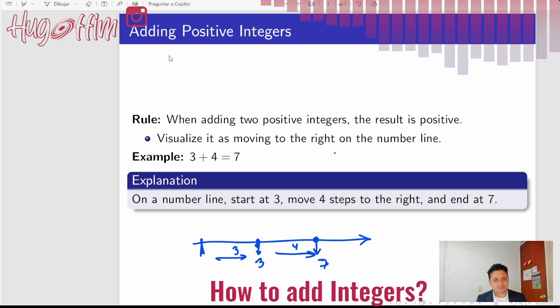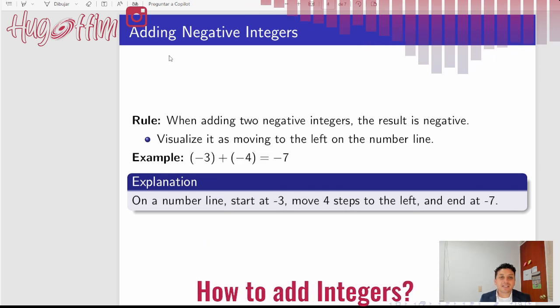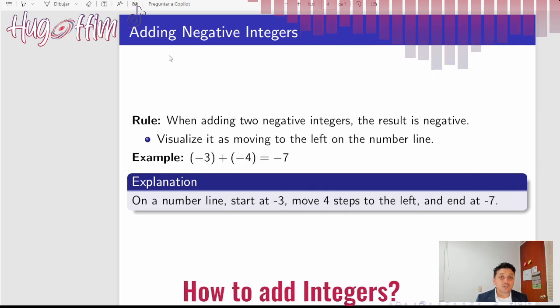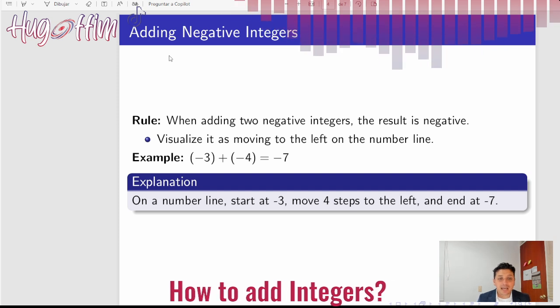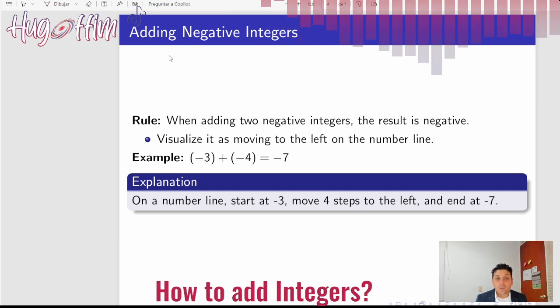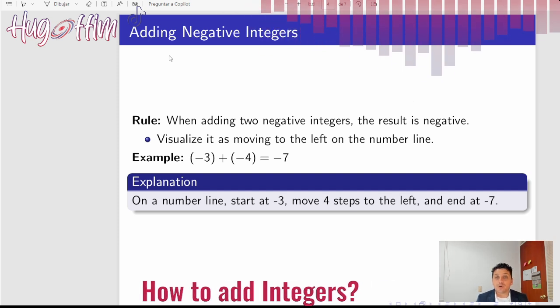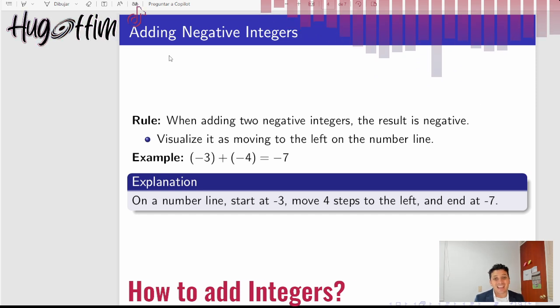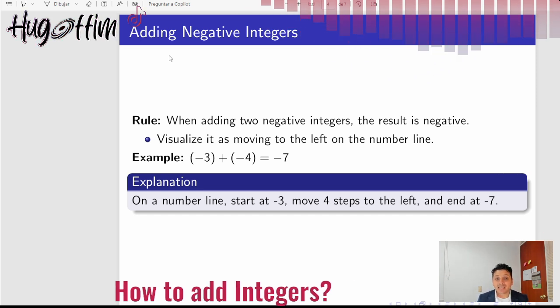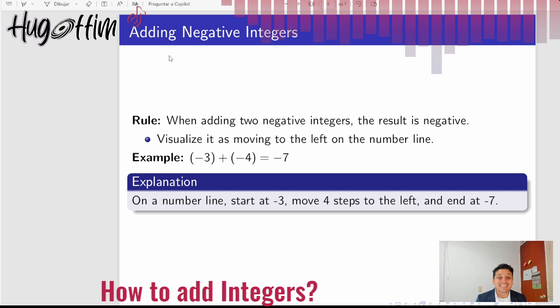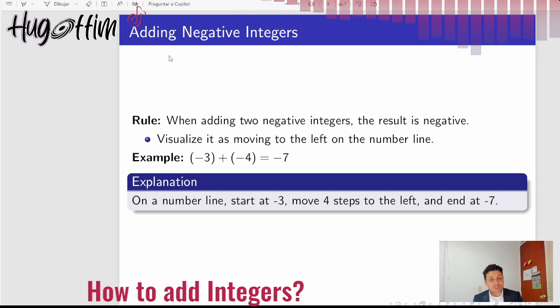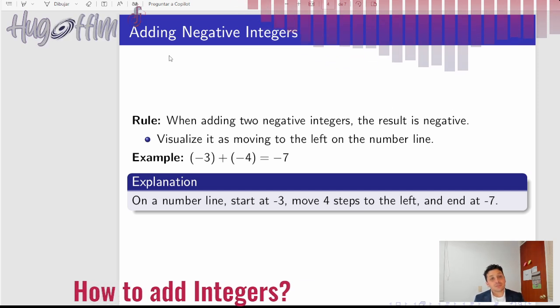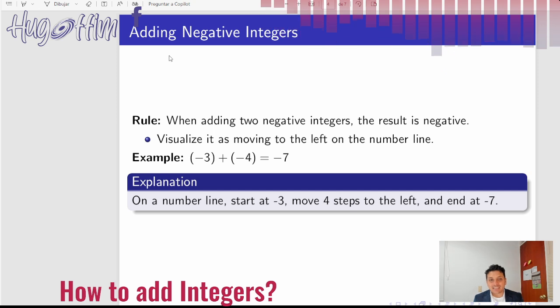Now what happens if you add negative integers? If you have two negative integers and you want to add them, we're moving our point to the left on the number line. So the answer is going to be negative. The answer of the addition of two negative numbers is going to be negative.